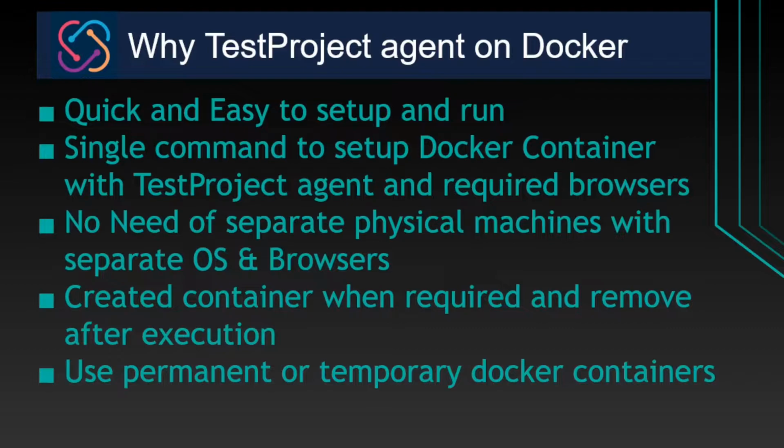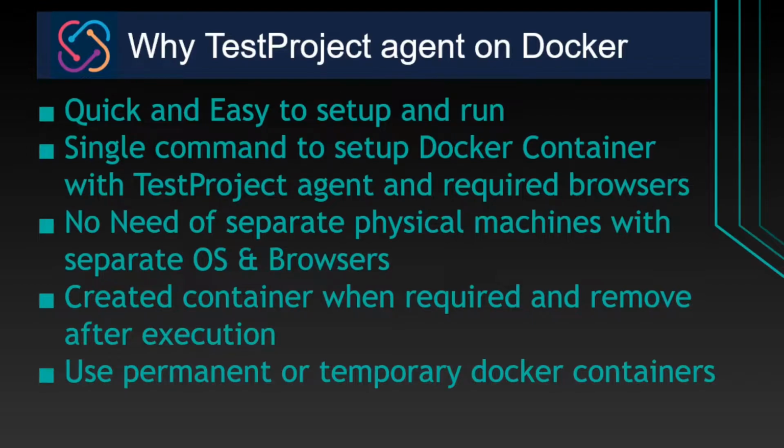And you need not have separate physical machines with separate OS and browsers, right? If you have a container, you need not have a separate machine altogether with an operating system and your browsers. You just need a server where you can create multiple containers, and while creating them, you can by default set up your TestProject agent, and also your required browsers in the container itself. You need not have a separate physical machine with an operating system.